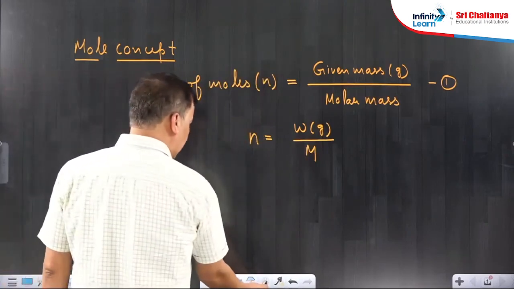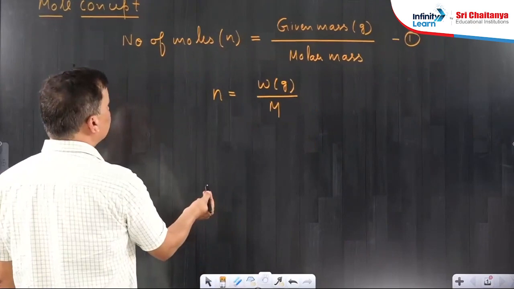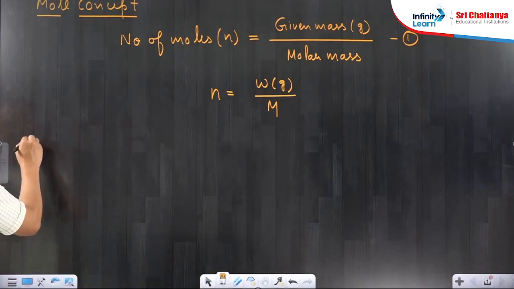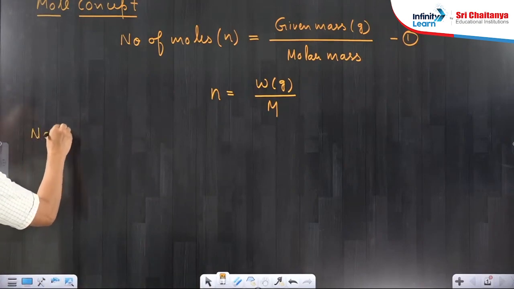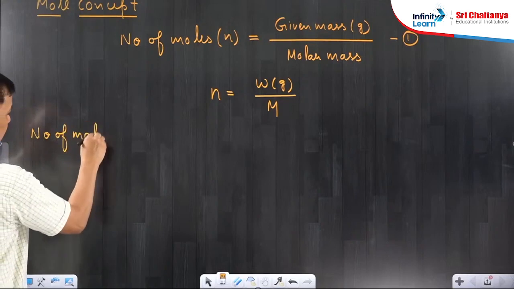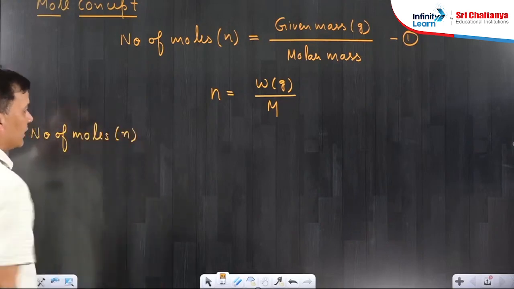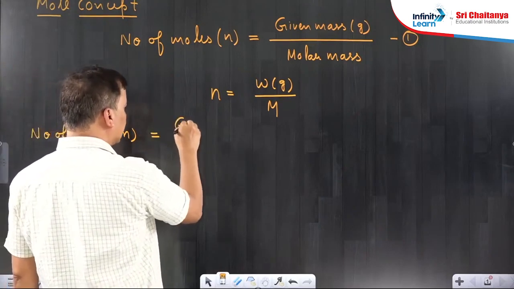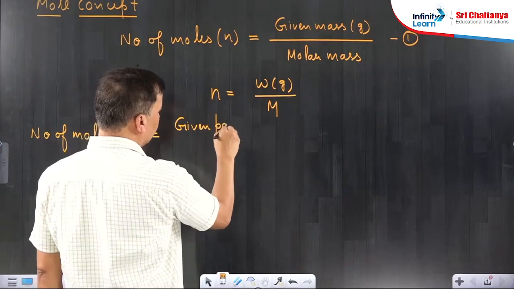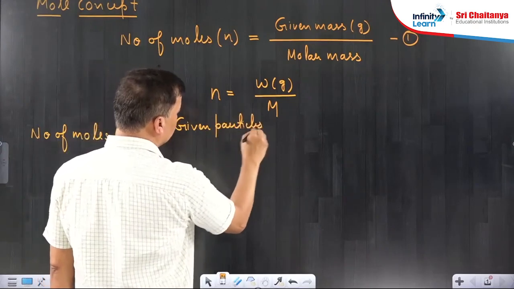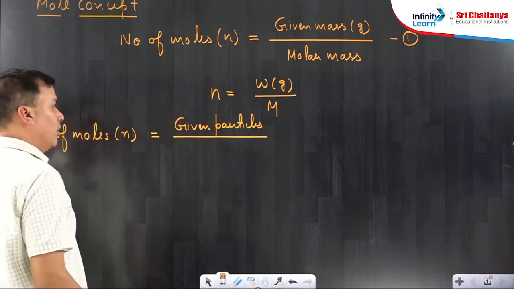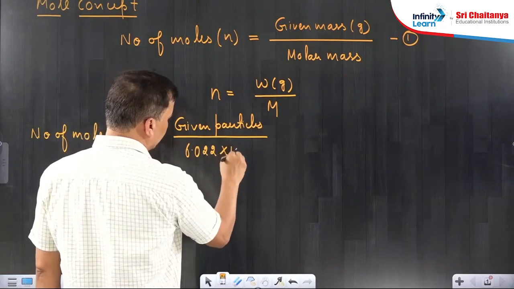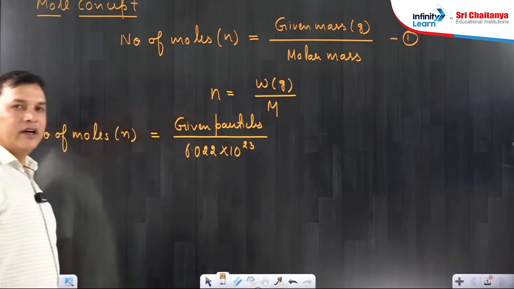So, dear student, now the second formula. Here we will discuss the second formula, that is to calculate the number of moles from the given particles. That is equal to the given number of particles, which may be atoms, ions, or molecules, upon Avogadro number, 6.022 into 10 raised to power 23. Are you understanding this one?